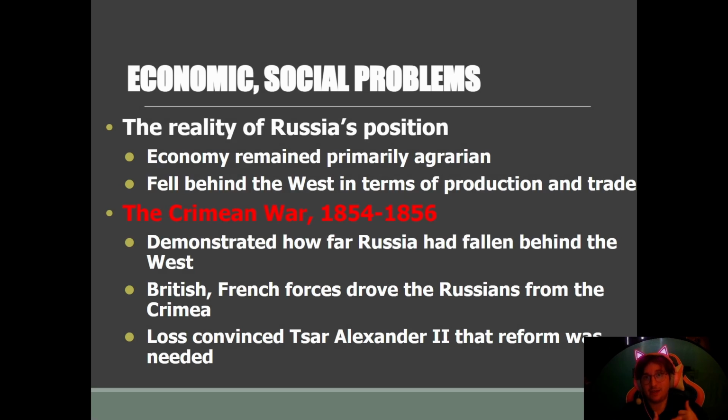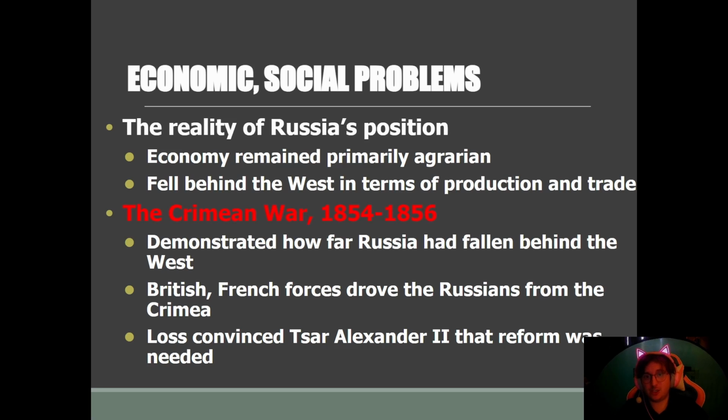All right, so let's talk about some economic and social problems. The reality of Russia's position is that the economy remained primarily agrarian, meaning that they mostly farmed. Even after some attempts at industrialization by Catherine and Peter the Great, that doesn't really catch on. And they really begin to fall behind the West in terms of production and trade. This culminates with the Crimean War in 1854 to 1856, which really demonstrated how far Russia had fallen behind the West.